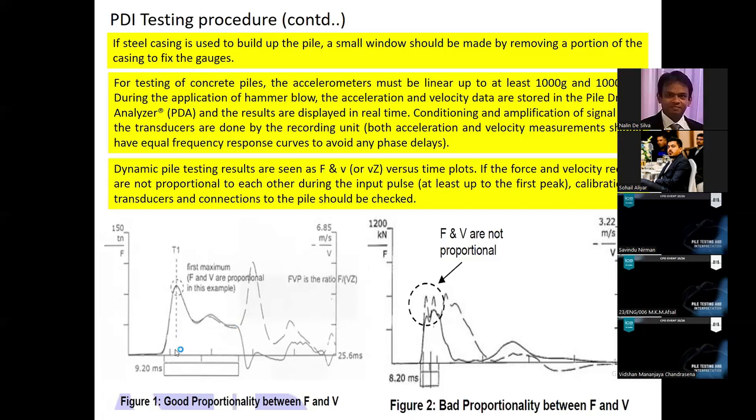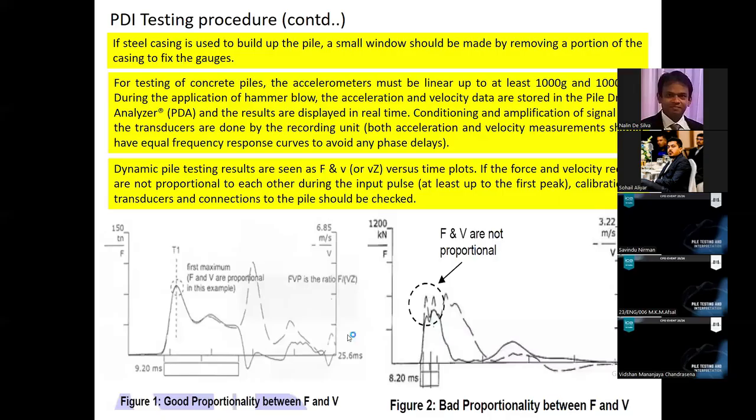Up to the first peak, there is no soil. The sensors are installed at a depth where there is no soil. So at least up to the first peak, the response given by both the accelerometers and the strain gauges must be identical to each other, right? After that, when the wave enters the soil, there can be separation like this. So this is indicating good quality data.